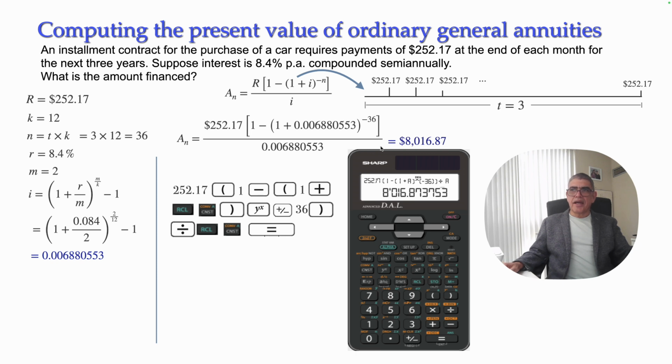Every time that you need to compute the initial loan, the initial debt, you need to compute the present value. And anytime that you have noticed that the number of payments are different than the number of conversion periods, you need to compute i in this way.